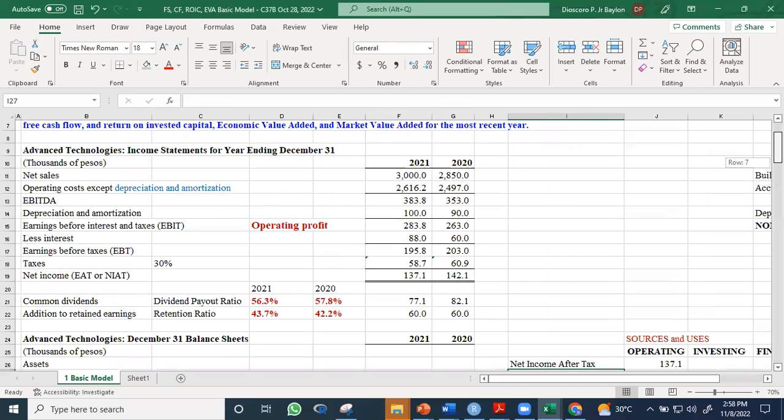Why do we add that back? I already mentioned the reason why. Because ano nature ng depreciation and amortization? Is it a cash expense? No, it's not a cash expense. And we subtracted it, right? To arrive at the net income after tax. So therefore, to convert this to cash, dapat yung mga non-cash expense na binawas natin, i-add back natin. Or if there are non-cash revenues that we added, then they have to be subtracted.